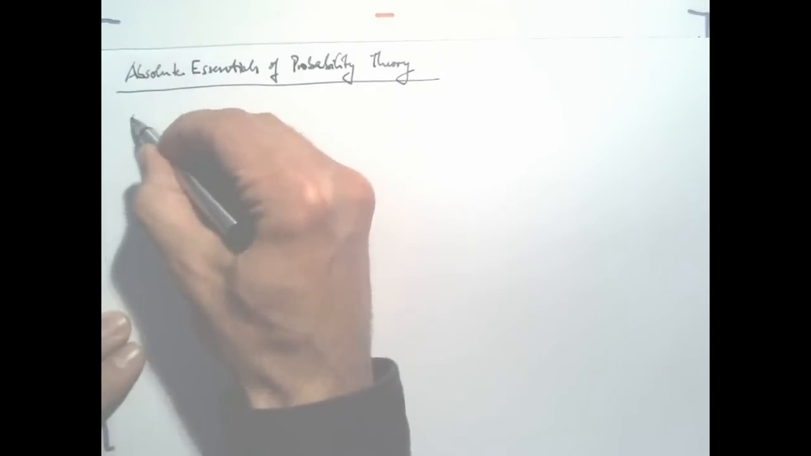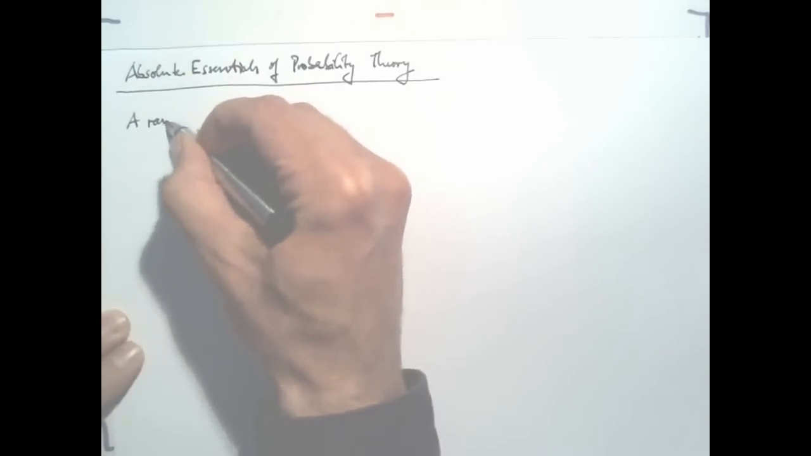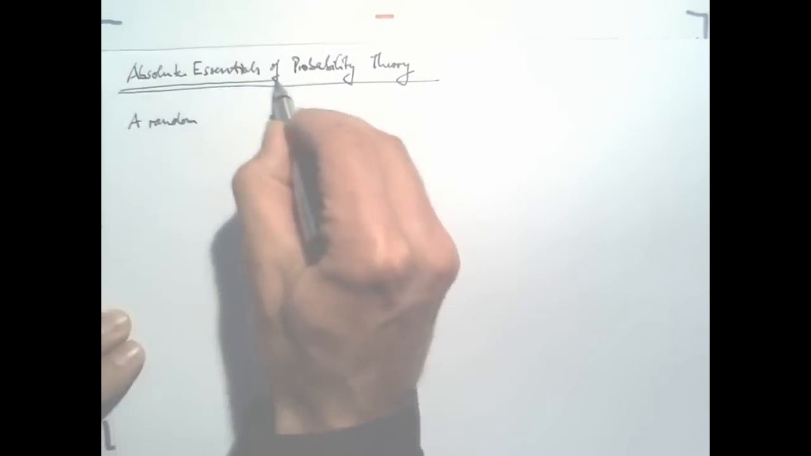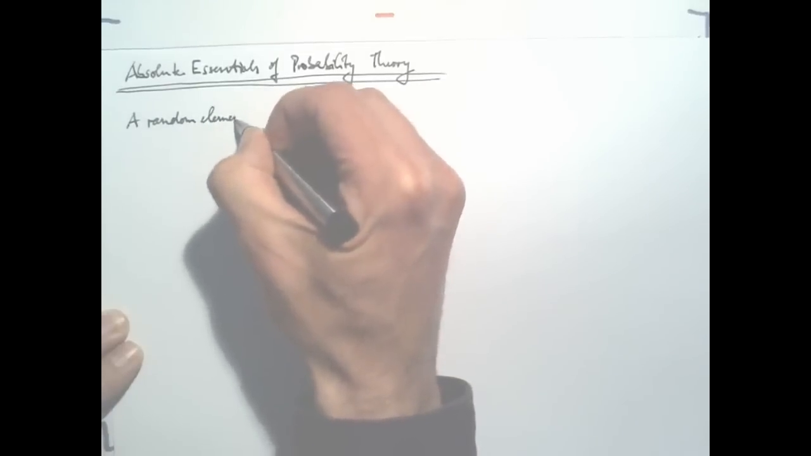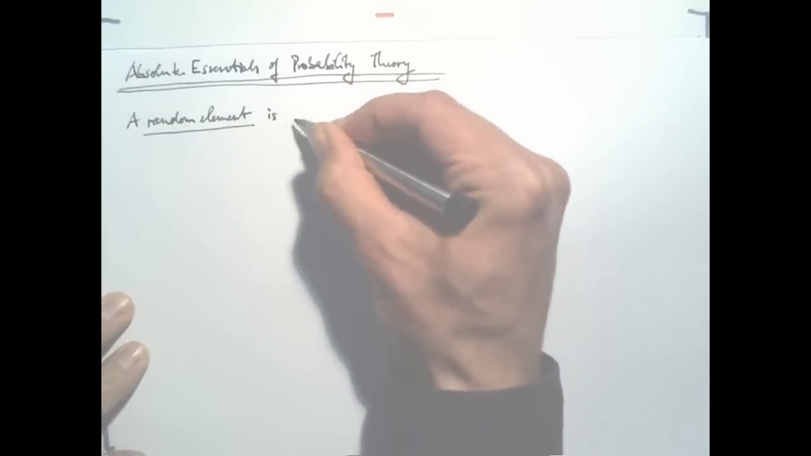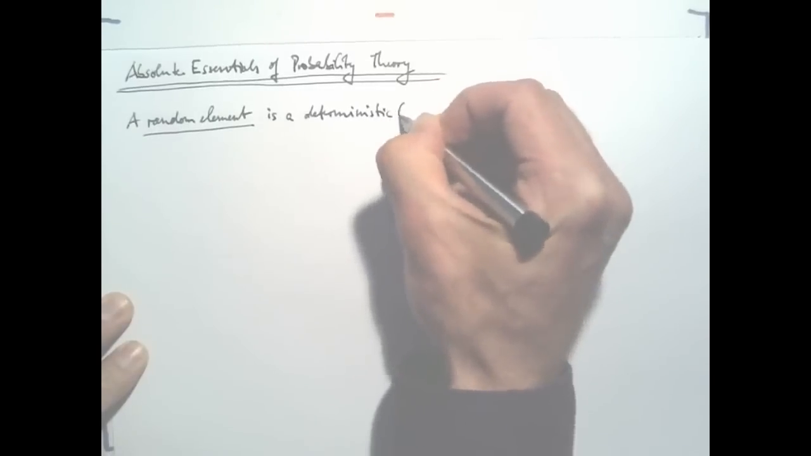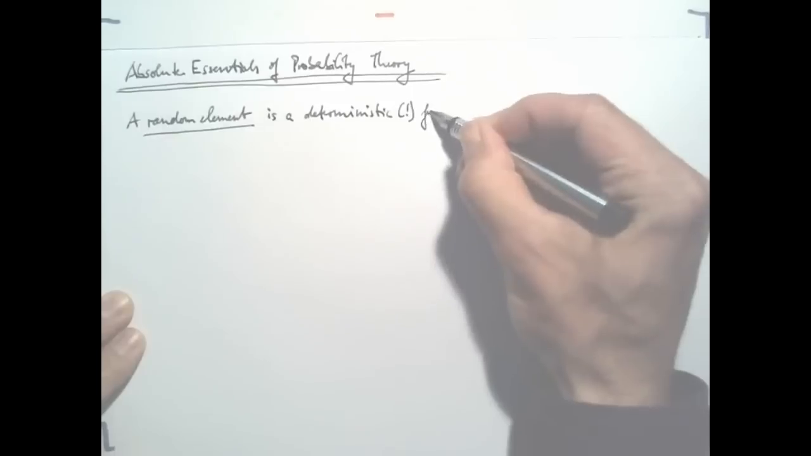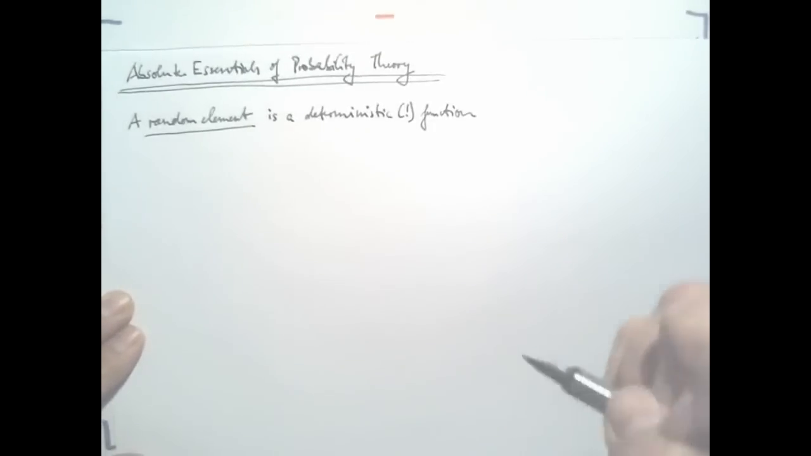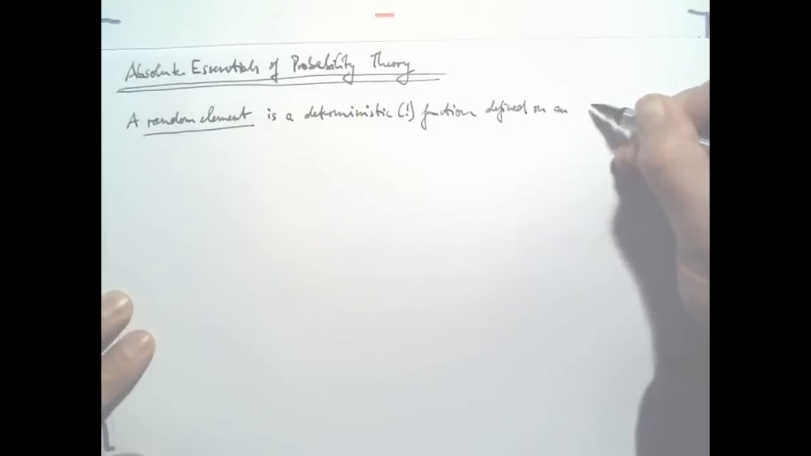So what we need is the notion of random variable, or more generally, of random element. Who has heard of random variable before? Okay. So a random element, in spite of its name, is a deterministic function. And that many people find confusing. Yeah, it's called random variable or random element, but it's a deterministic function that's defined on an event space.